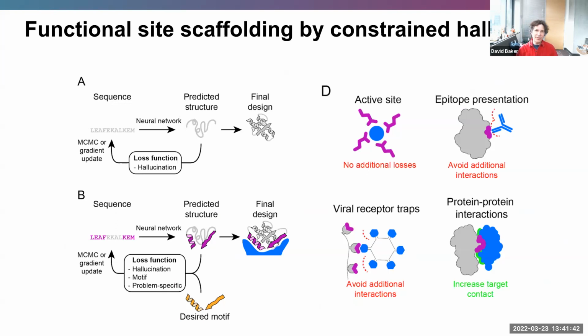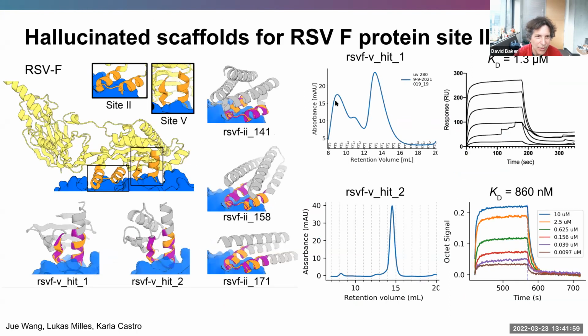So far as I've described it, there isn't really an immediate way to put function in, but what we can do is modify this hallucination procedure to add to the loss not only how well the sequence folds, but the presence of a desired functional motif. And so I'll just illustrate that here in the context of vaccines.